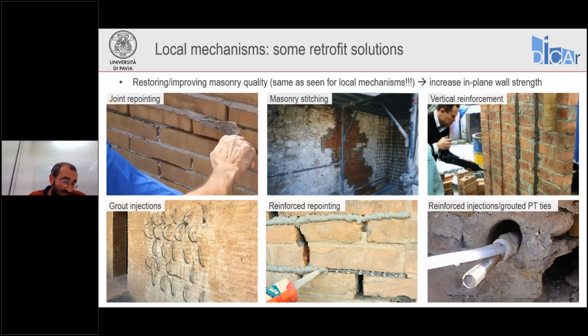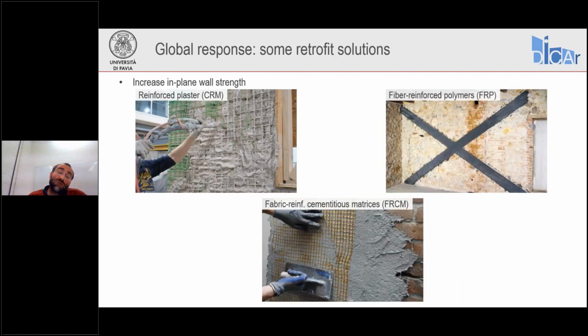How to improve the in-plane response? Well, first of all, we can try to improve the masonry quality. The techniques are the same that you have already discussed in terms of local mechanism. In this case, we want to increase the in-plane strength, but the methods are exactly the same. We can also have other techniques related to jacketing with reinforced plaster or fabric reinforced cementitious matrices, and these are applied, of course, to the surface of the masonry. We also use FRPs, fiber reinforced polymers. In this case, we may have some compatibility issues with the historical masonry substrates.